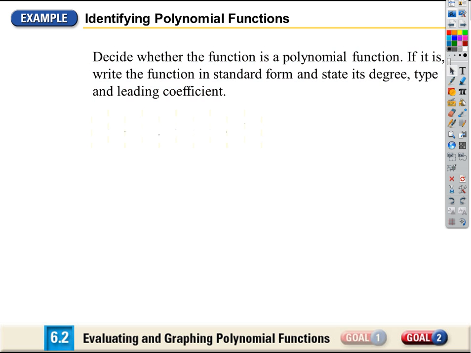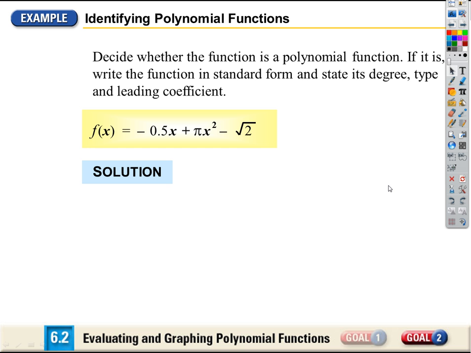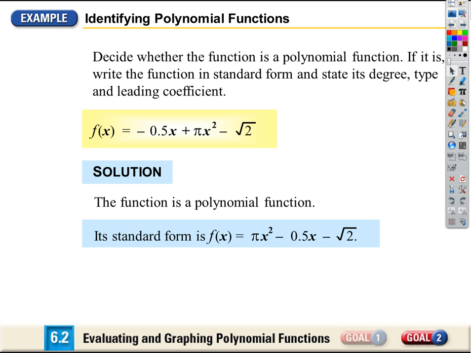And then lastly, what about this guy? Yes. Looks weird, but checks out, doesn't it? The coefficients are all real numbers, no i's, and the exponents are all either positive integers or 0. So yeah, it is a polynomial. It's not in standard form, but we could put it in standard form, right? Leading coefficient is pi. Constant is negative root 2, and the degree is 2.